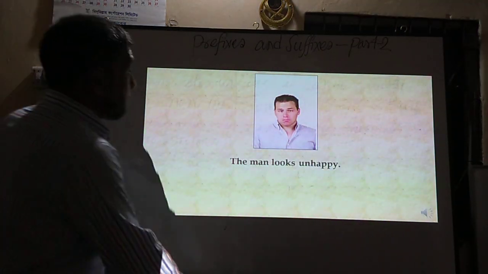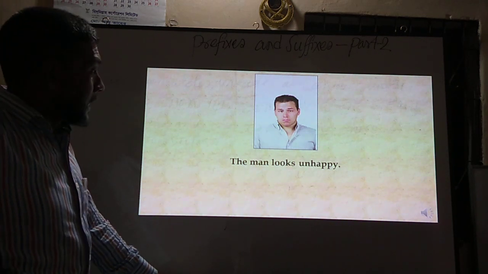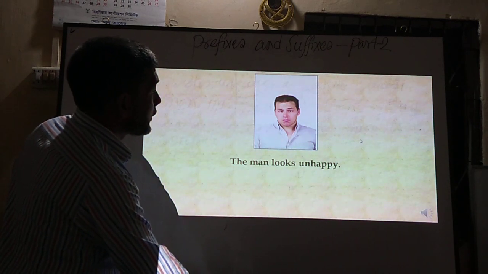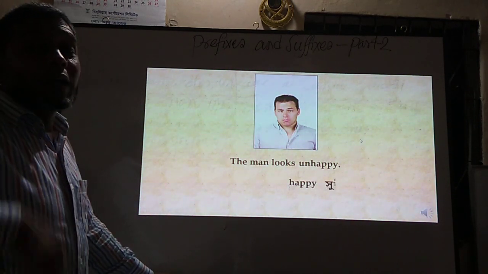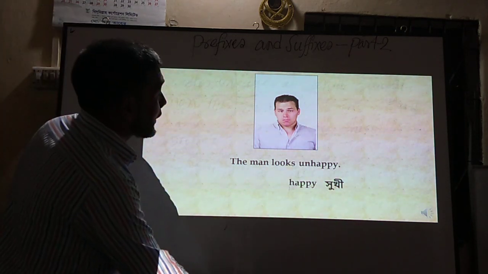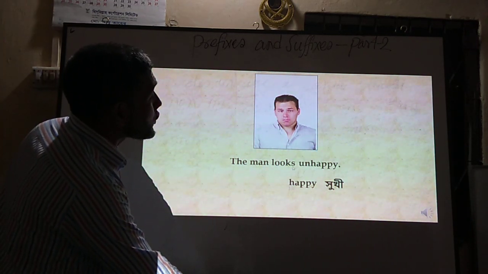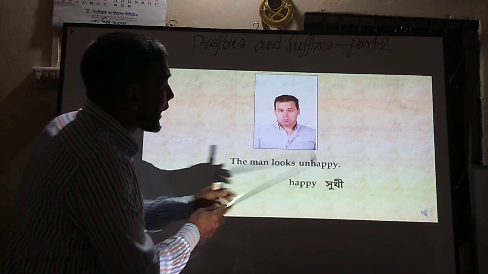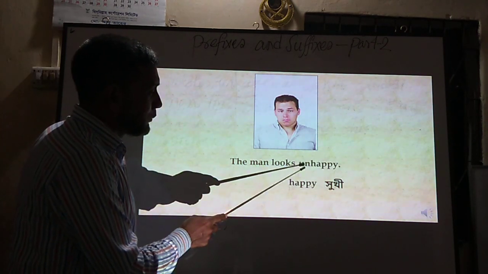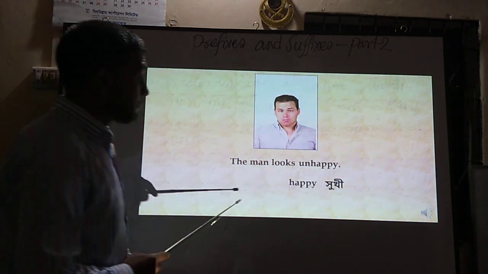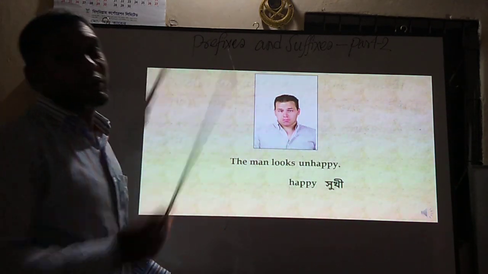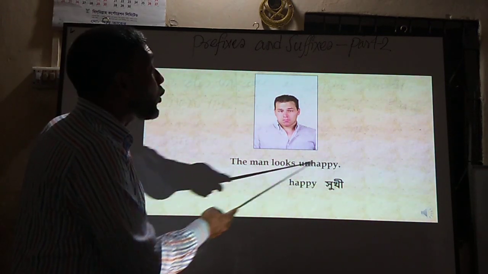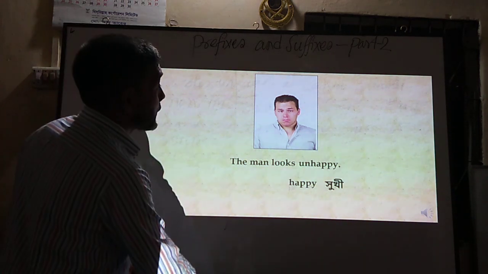So here, if you see in the pictures, the man looks unhappy. But the root word was happy. This man looks unhappy. How have I understood why I have used unhappy here? Because the sentence is telling me that this place is for an adjective and the word is also an adjective. So then I have understood that, oh yes, I must use the opposite word. I cannot change the parts of speech here.